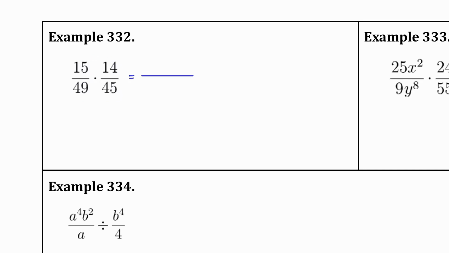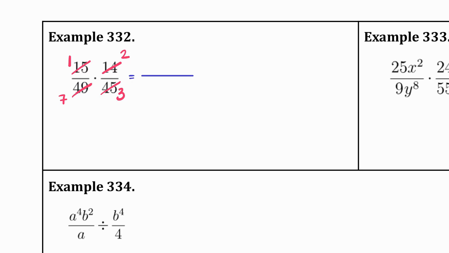But I'm going to show you how we could simplify beforehand to make these numbers a little bit easier to work with. If we look at this 15 and 45, we can divide both of those by 15. 15 divided by 15 is 1. 45 divided by 15 is 3. And for our other diagonal here, we have a 14 and a 49. Both of those can be divided by 7. 14 divided by 7 is 2. 49 divided by 7 is 7. So now we have a lot smaller numbers to work with here.